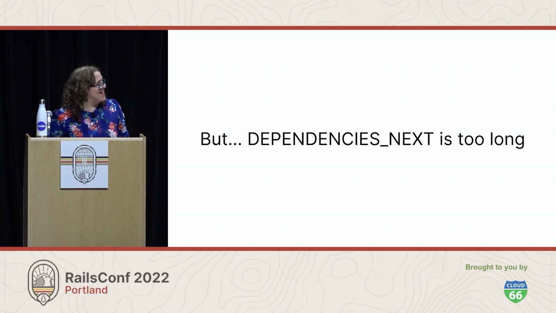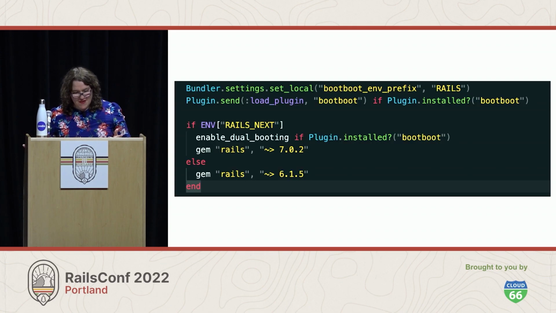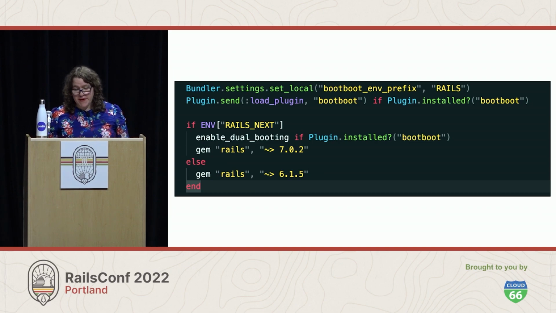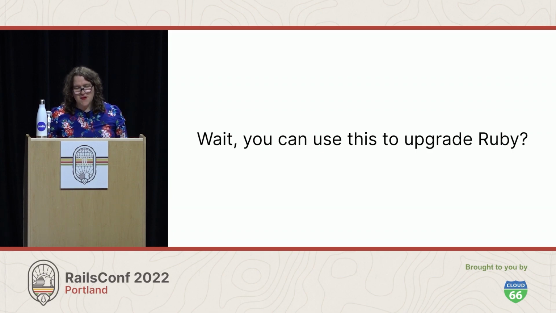DEPENDENCIES_NEXT is really long. I don't got time for that. What if you wanted to change it? Well, we can change this. To change it, you can just set the bootboot environment prefix to RAILS, and we can now update our code to use if ENV RAILS_NEXT for our update. Much cleaner and shorter. This is the approach we use at Podia for our upgrades, and it's so easy for our developers to remember and type, even if we're using it to upgrade Ruby. Did you catch that? We can use this to upgrade Ruby versions as well.